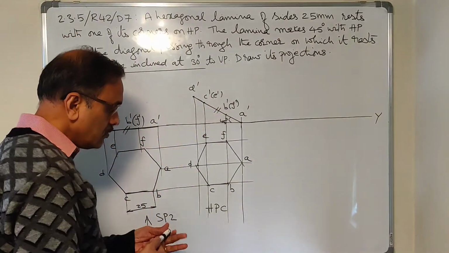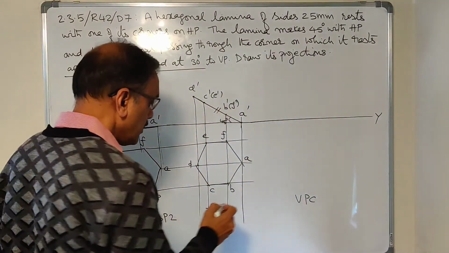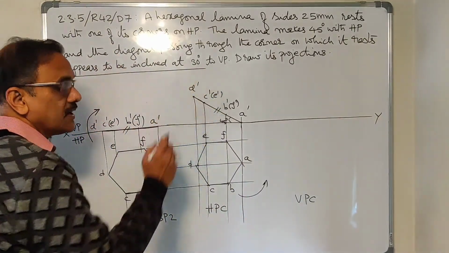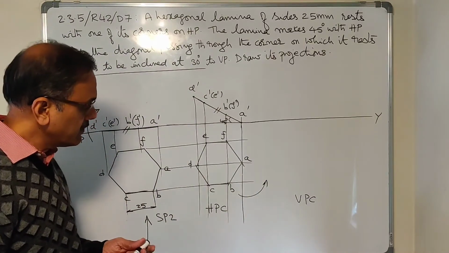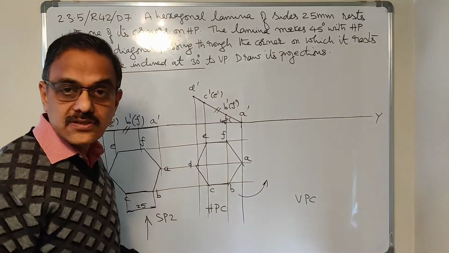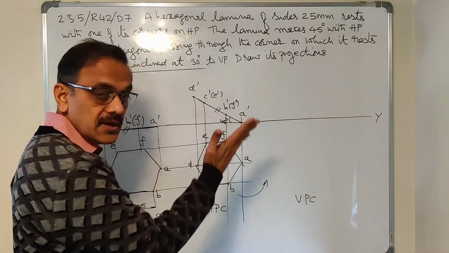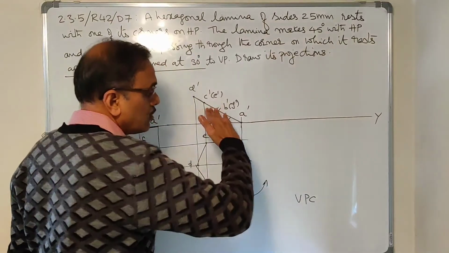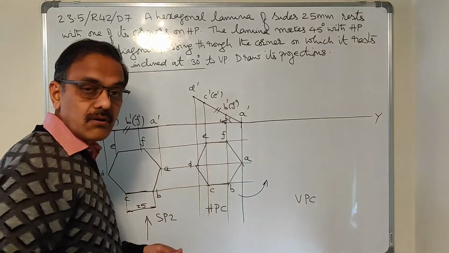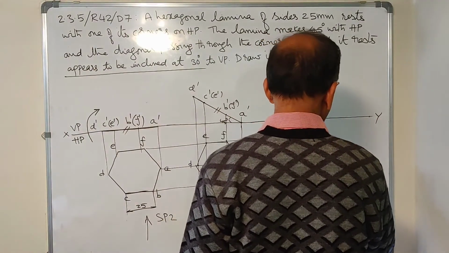So what should I do satisfying VP condition? I can rotate it like this and see that this line AD is inclined at 30 degrees to XY. Either you can rotate it counterclockwise like this or you can rotate clockwise also. Both ways are accepted. The condition is that this line should be drawn inclined at 30 degrees to XY. Whether you draw it like this or you draw it like this, both are accepted. I am rotating it counterclockwise so that the inclination comes like this. It's inclined at 30.